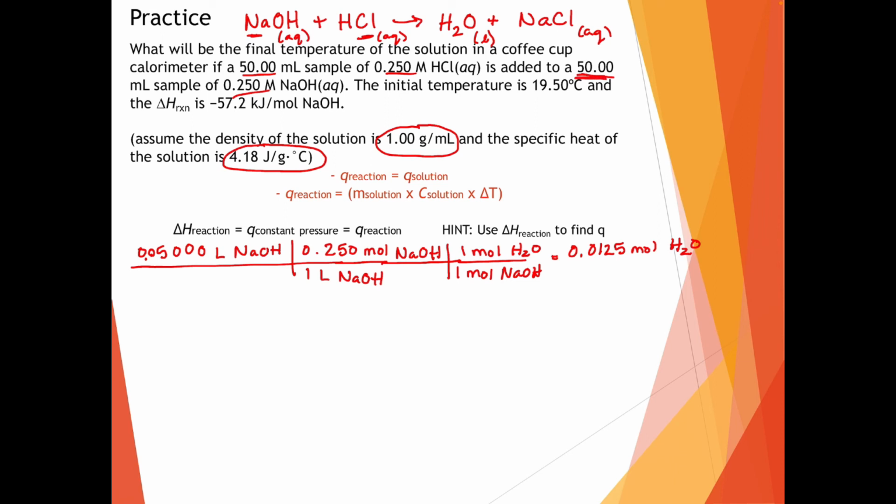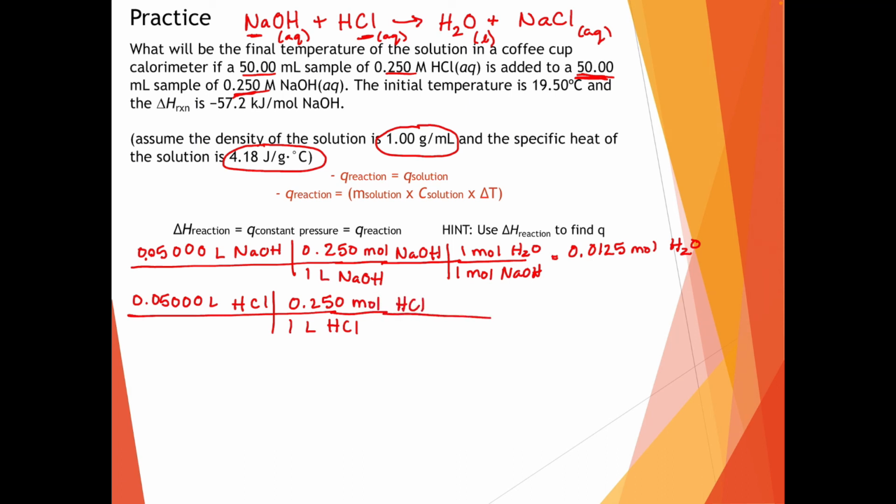So we can do the same thing with hydrochloric acid. You can notice here that the numbers are the same, and there's still a 1-to-1 ratio, so this will come out exactly the same, but I'll go through it just to show you. So we take our volume of hydrochloric acid and our molarity of hydrochloric acid to turn this into moles.